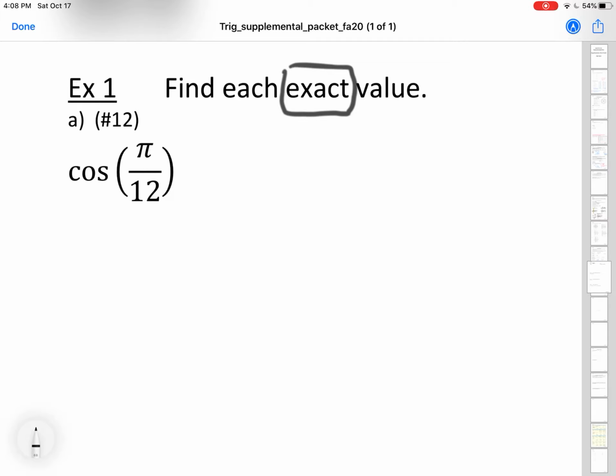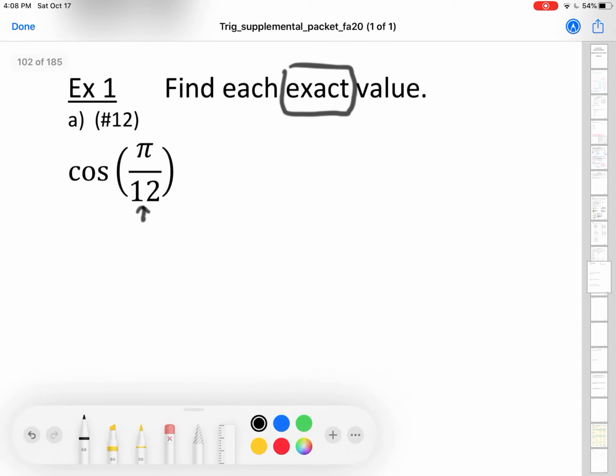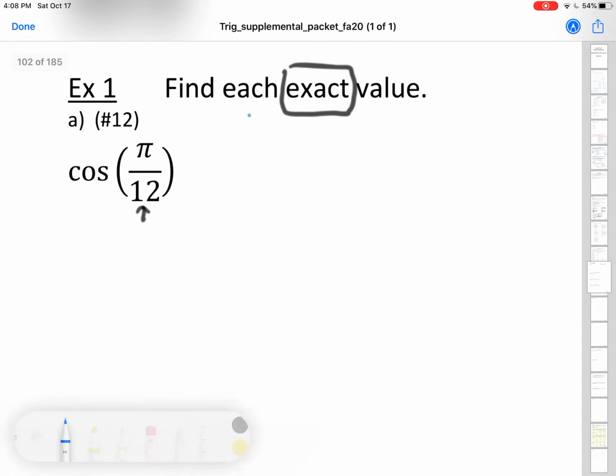So I'm going to give you some advice, right? But when you have a pi over 12 angle, we need to build it, right? So let's talk for a minute. We have to work with angles that we know. We know about pi over 4.